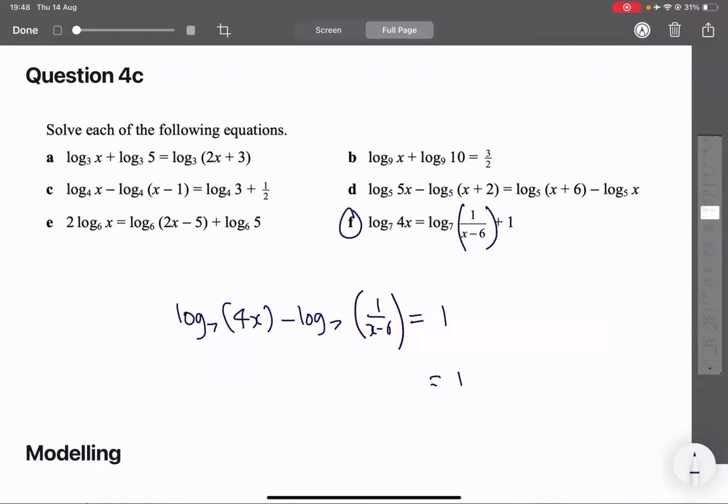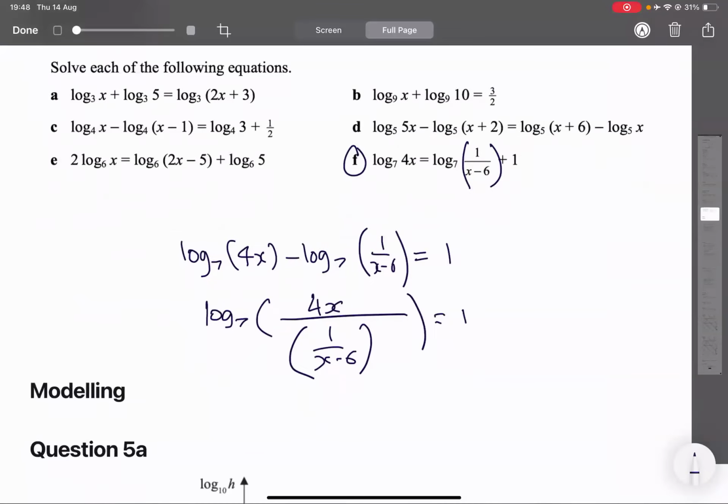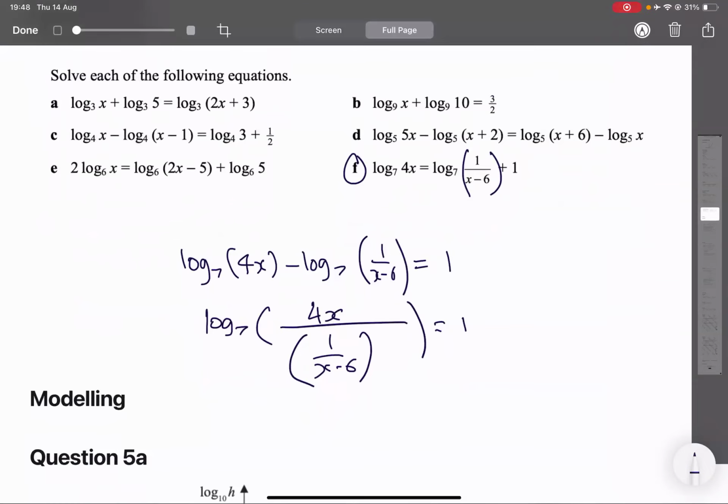Would you rewrite log 7, 4x? Yeah. Like both of them into one. How would you do that? 4x over 1, yeah, 1 over x minus 6. Okay, good. And then how would you get rid of the log 7 thing? You'd raise the other side, so it would be 7 to the power of 1. Good. And then you can times that back to the right and it'll make more sense.